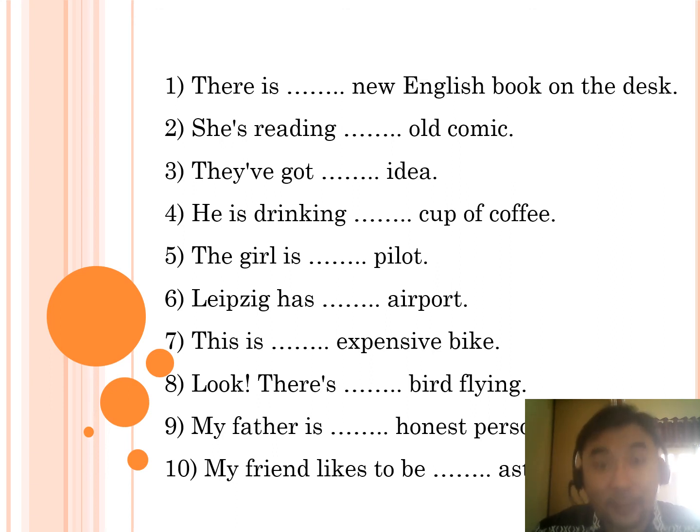Yes, yang lebih tepat kita gunakan artikel a. Ya, a new English book. She's reading an old comic. Ya, kita gunakan an, huruf vokal, an old comic. They've got an idea. Dan seterusnya, ya. Baik.